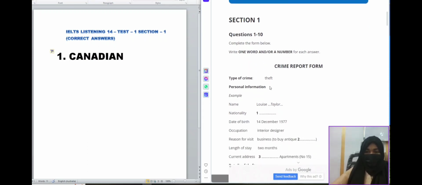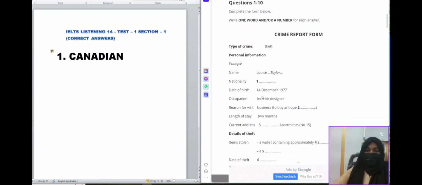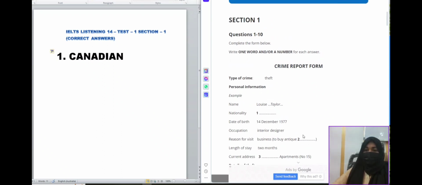Yes. Now she said her name, nationality Canadian. She does not belong to the UK. She is a Canadian, and her mother belongs to Britain. Okay. Her date of birth. She is an interior designer. Now what she said, I came to buy furniture, antique. She said antique at last. Okay. So our answer will be furniture. She came on a visit. Why she came? To buy furniture. Listen.